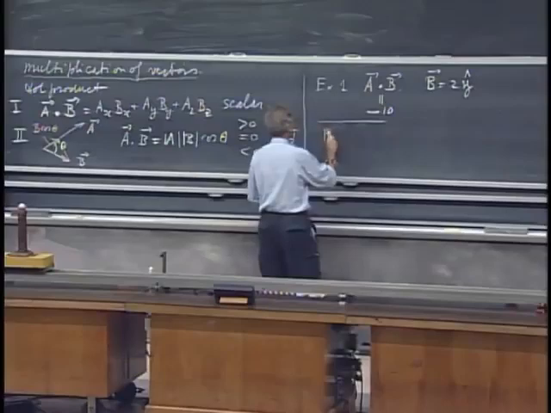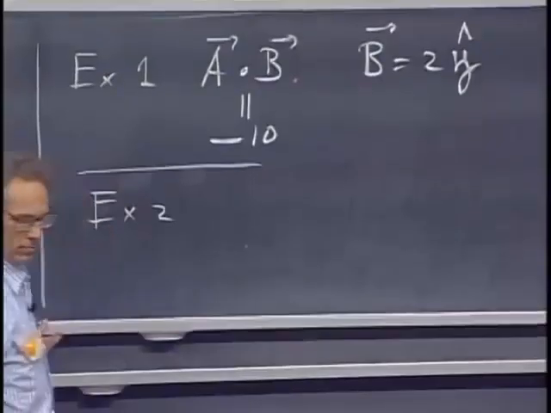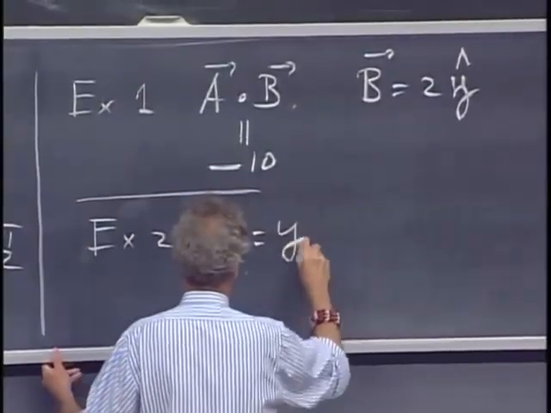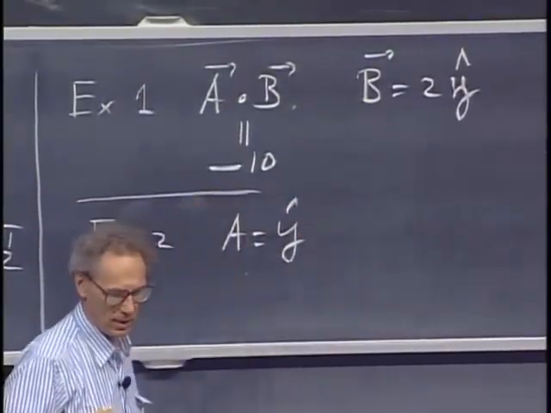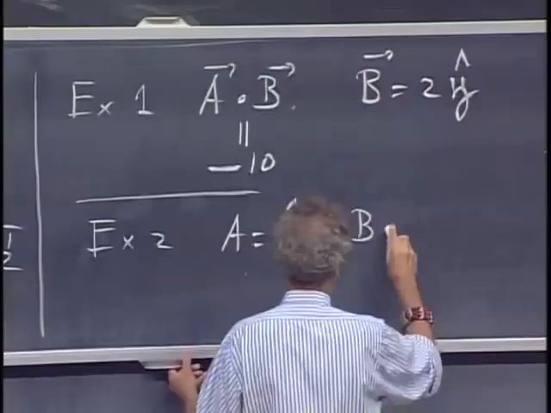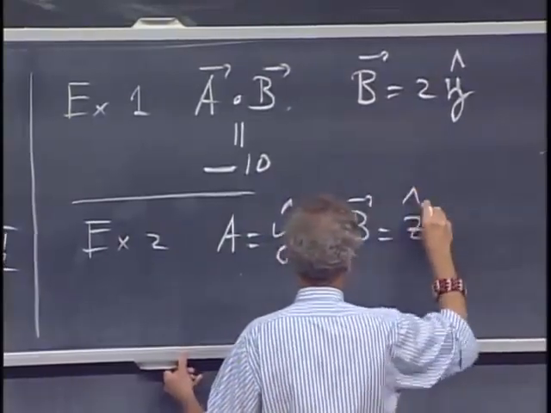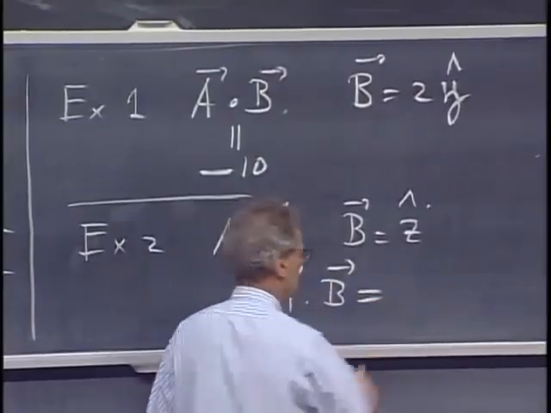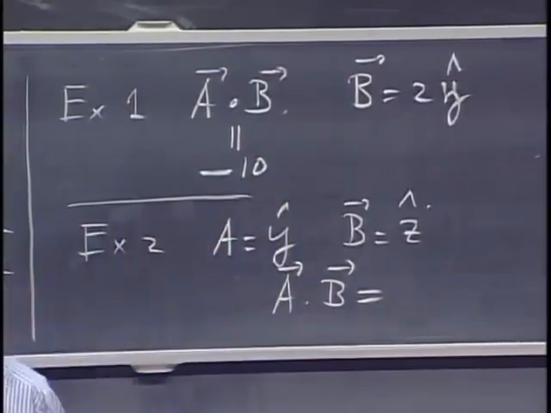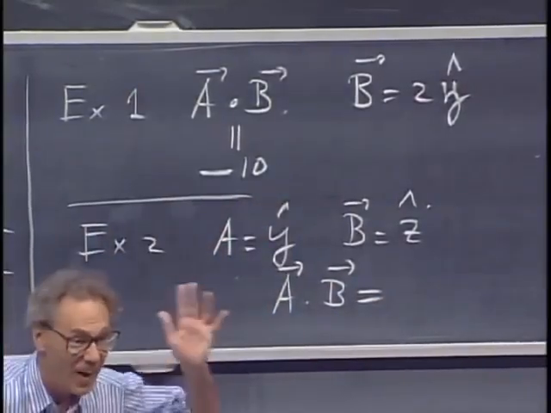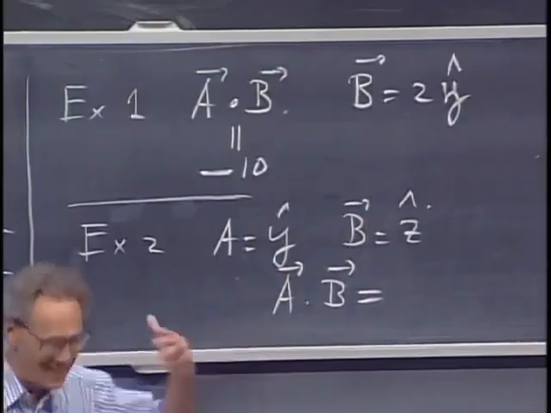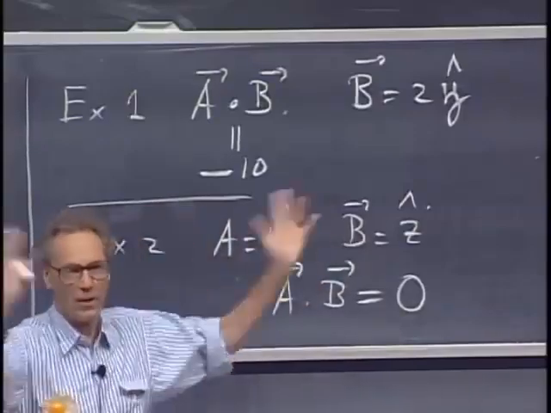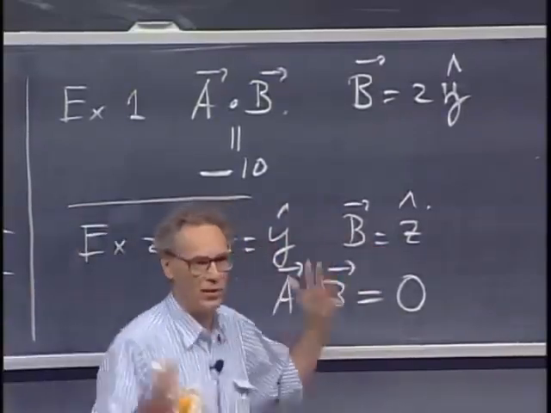I can give you another example. Example 2. Suppose A itself is the unit vector in the y direction, and B is the unit vector in the z direction. Then A dot B is what? I want to hear it loud and clear. 0. Yeah, it is 0. You don't even have to think about anything. You know that these two are at 90 degrees.